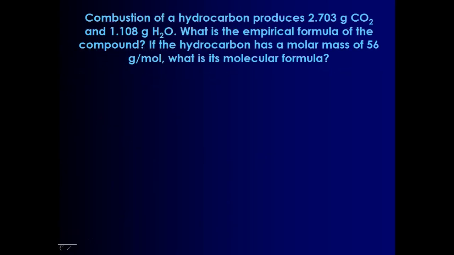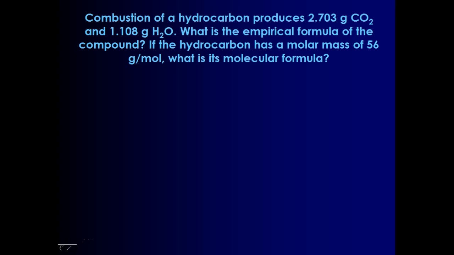So we're going to go through two examples. The first one is going to involve combusting a hydrocarbon, which just has the carbon and hydrogen. We're given the masses of both the carbon dioxide and the water that's produced, and we're asked to find the empirical formula. We're then given that if the mass of the molecular compound, the hydrocarbon, is 56 grams per mole, what would be the molecular formula for this compound?